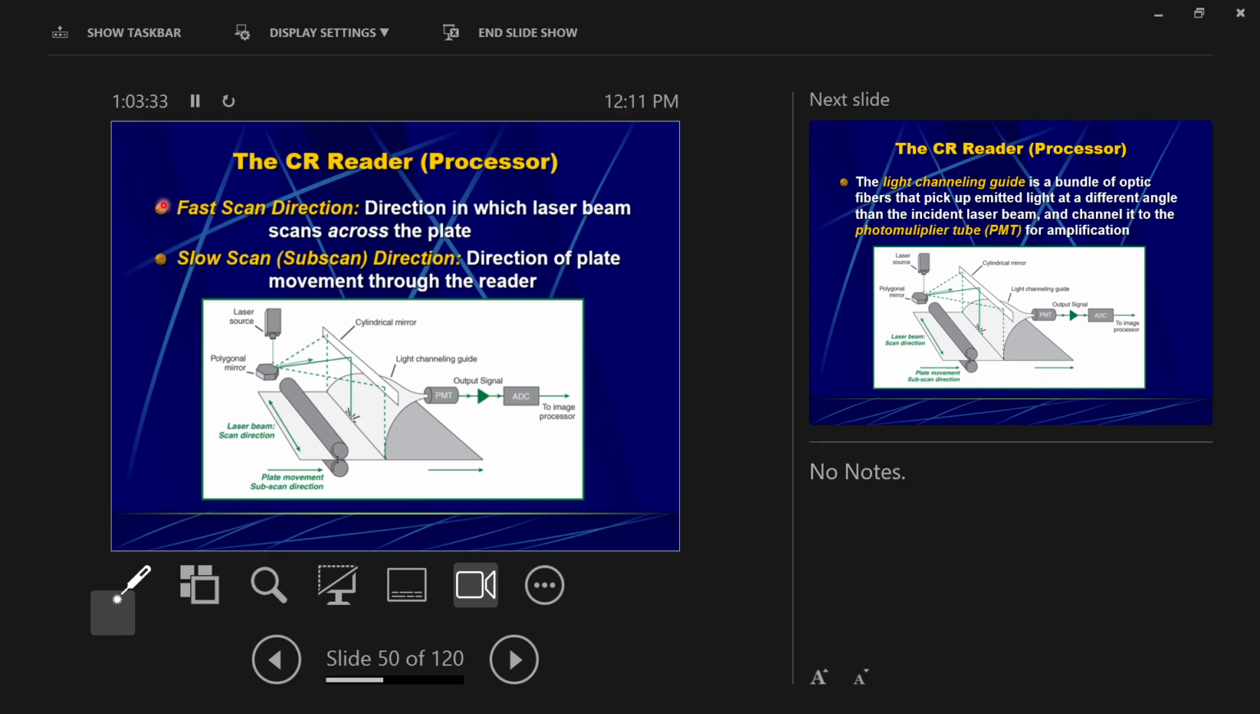Don't ask me why they got named fast scan and slow scan. I'm sure an engineer could say, oh yeah, it's for this reason. I don't know. It doesn't matter though, right? You just got to remember the term, okay? So there's fast scan versus slow scan. The direction the plate moves, we call that slow scan or sub scan. The direction the laser scans, we refer to that as fast scan.